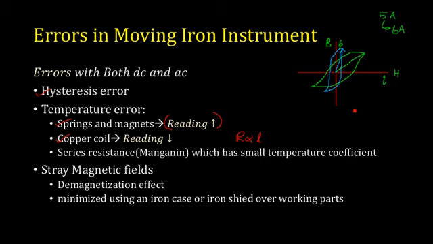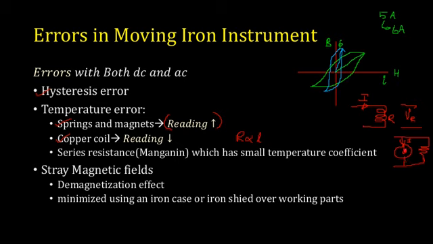In ammeters, the current will be directly flowing through the coil. So the current is flowing, and if the coil resistance increases, it will be affecting the voltage drop across the coil. Still you can send the current through it, there is no issue with that. About the voltmeter, once the MI instrument is used as a voltmeter, you are connecting it across your load. Suppose this is a load and you are having a voltmeter. Once the resistance of the voltmeter increases, the current that is flowing through this voltmeter will be affected.